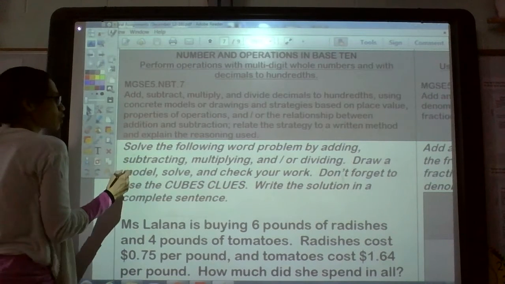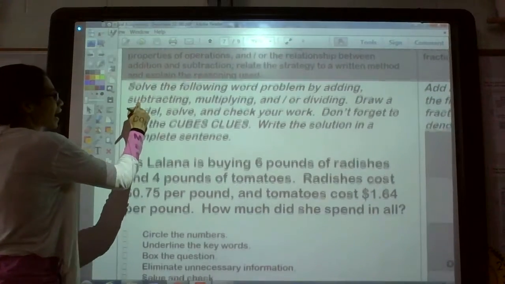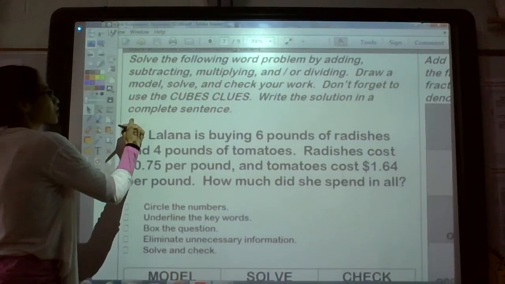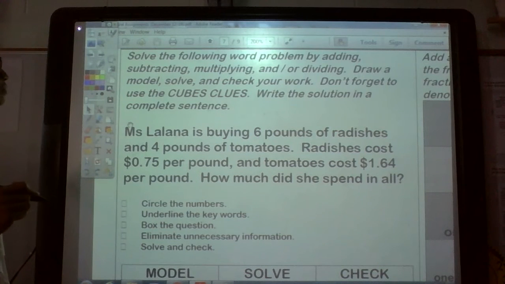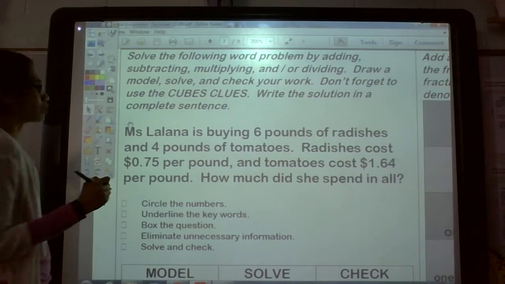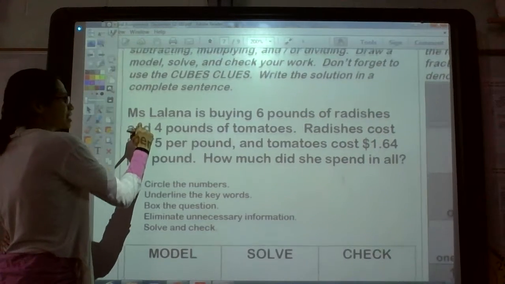All right, we are going to solve the following word problem by adding, subtracting, multiplying, and or dividing. Draw a model, solve, and check your work. Don't forget to use the cubes clues and write the solution in a complete sentence.